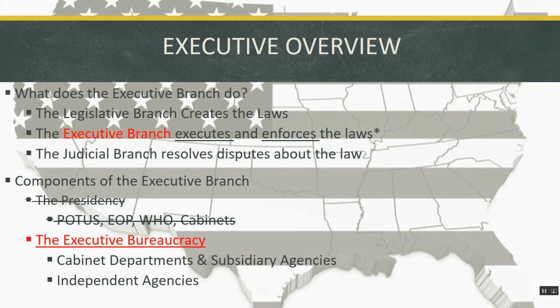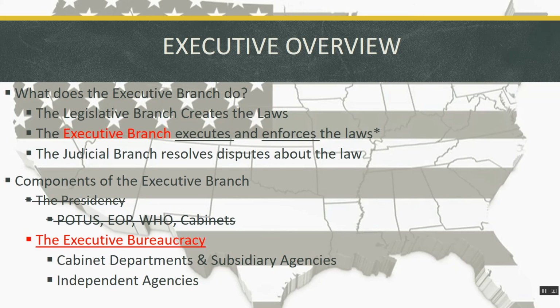The Department of Treasury handles all things money, and within it we have the Internal Revenue Service, the U.S. Mint, the Bureau of Engraving and Printing, the Financial Crimes Enforcement Network, or FinCEN. The bottom line here is that because each of these cabinet departments handles such a very broad issue area, each of them are going to have tens of thousands of employees organized into a whole host of subsidiary agencies.